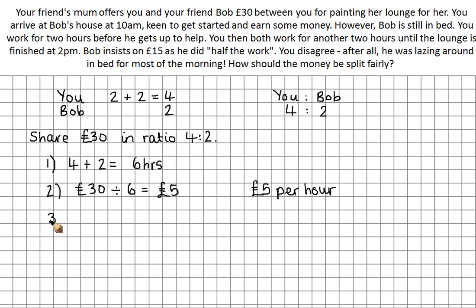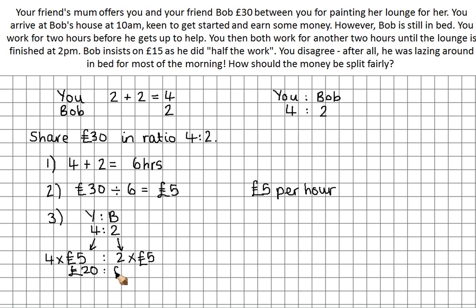So that means, going back to our original ratio, there's you, there's Bob. You did 4 hours and Bob only did 2. So that means that you should get, for 4 hours, 4 lots of £5, which of course is £20. And Bob, who has worked 2 hours, should get 2 lots of £5, which is going to be £10.